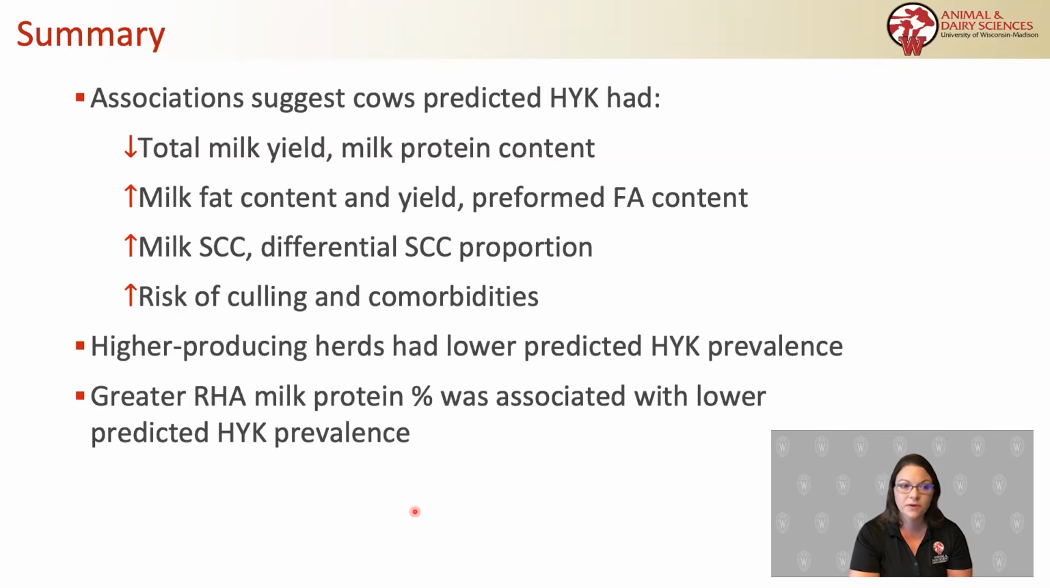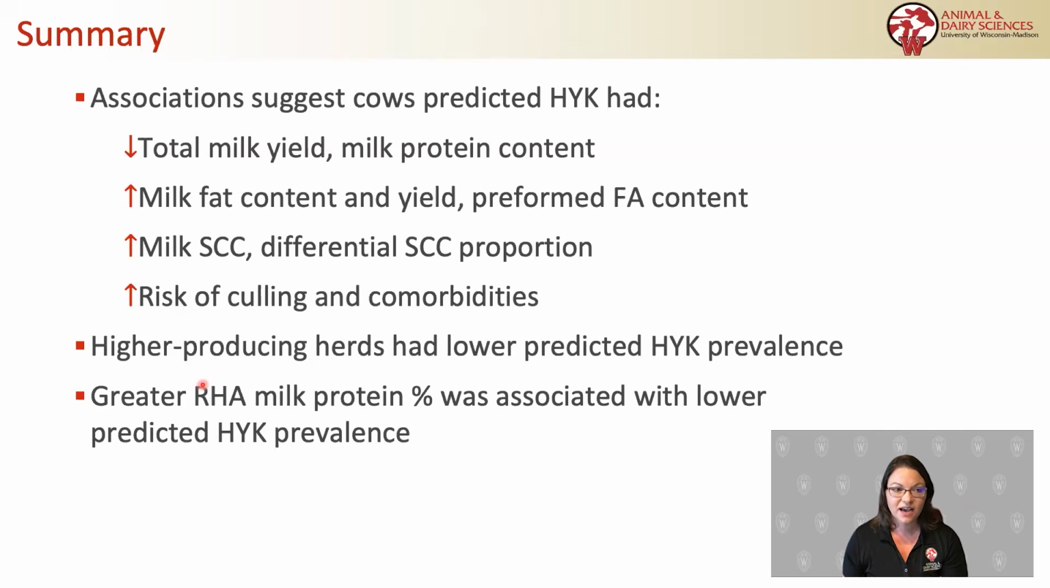Cows predicted to have hyperketonemia also had increased somatic cell count, which is consistent with prior reports. Although the novel aspect of this study is that we also found an increase in differential somatic cell proportion. And that's a new finding representing not only a novel tool, but a novel aspect of understanding subclinical ketosis. We found consistent increased risk of culling and comorbidities like displaced abomasum, milk fever, and decreased reproductive efficiency that are similar to more intense but smaller studies.